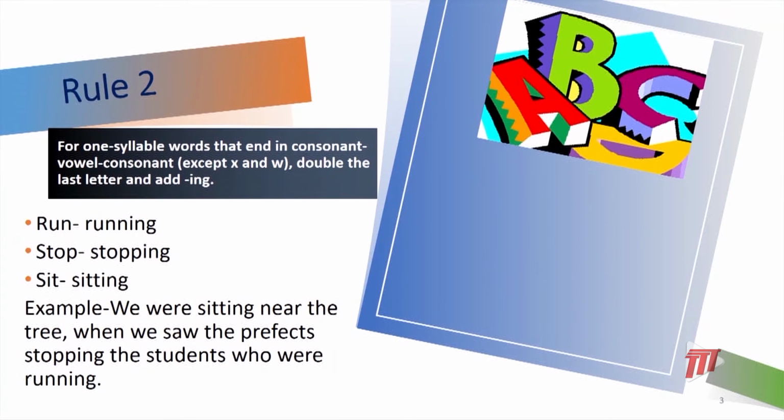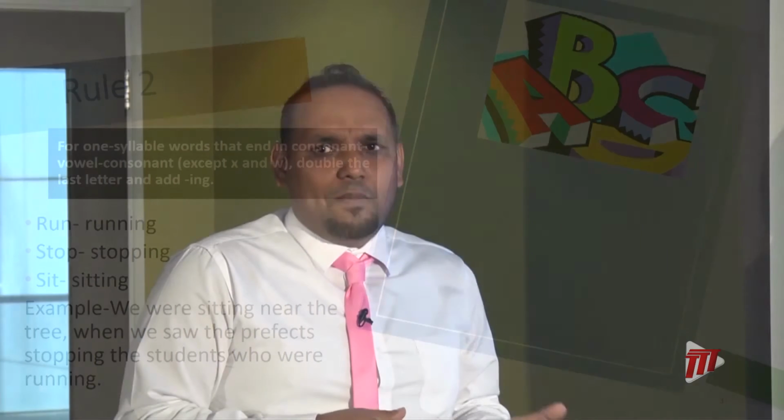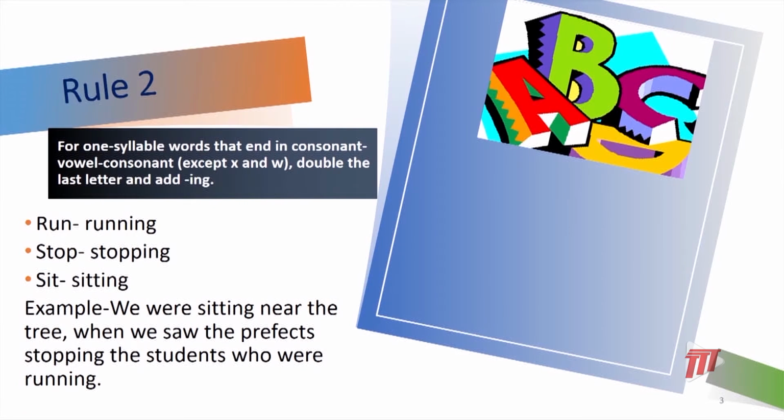If we were to use these words in a sentence, we would have, we were sitting near the tree when we saw the prefects stopping the students who were running. I'm sure that this has happened at your school before, and by using the spelling rule correctly, you can convey the information in your sentence accurately.